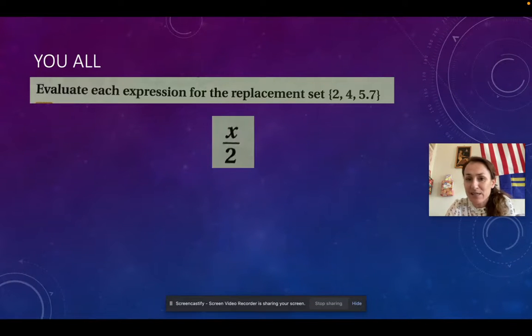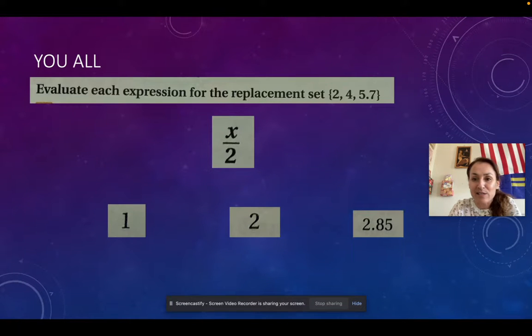All right, and so lastly, the you-do problem. As you know, of course, I will not show you how to do these. I'm just going to put up the answer, so why don't you pause it and give it a try. And here you go. Here are your answers in order. So the answer when we sub in a 2 is 1, a 4 is 2, and a 5.7 is 2.85.